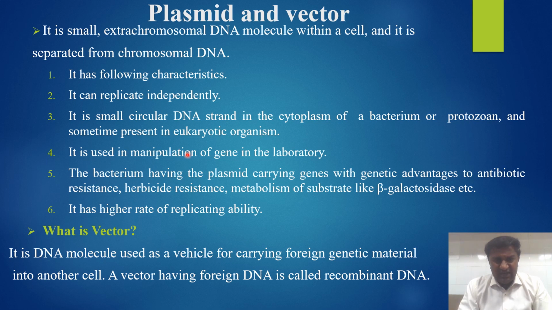It is used in manipulation of genes in the laboratory. The bacterium having the plasmid carries genes with genetic advantages, such as antibiotic resistance, herbicide resistance, and metabolism of substrates like beta-galactosidase. It has a higher rate of replicating ability. What is vector? It is a DNA molecule used as a vehicle for carrying foreign genetic material into another cell. A vector having foreign DNA is called recombinant DNA.